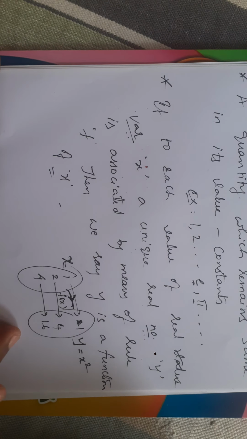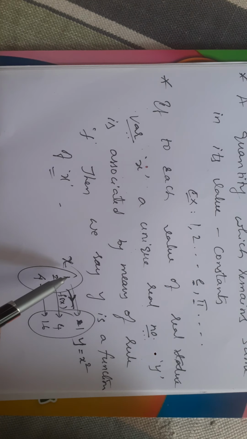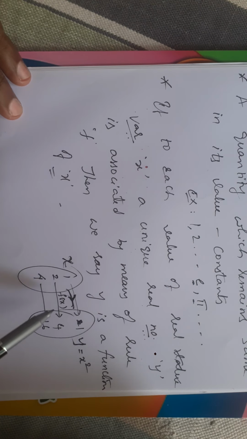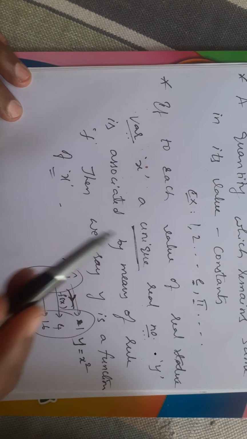Okay, here we can observe this is a variable x. To each value of this real variable x, a unique real number y is associated by means of a rule. This is a function, it's a rule. x square is the rule here. We use the words unique real number.